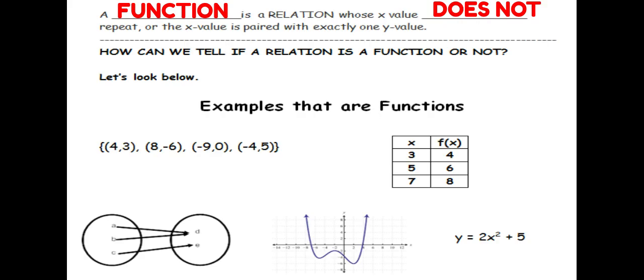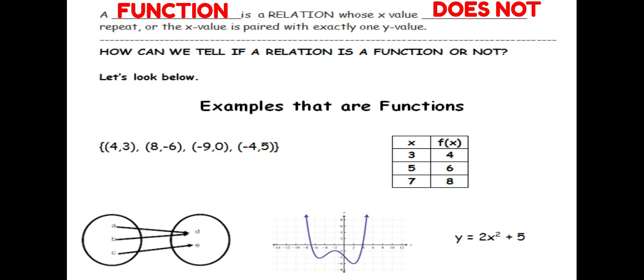Next, we're going to go underneath it, and a function is a relation whose x value does not repeat, or whose x value is paired with exactly one y value. The whole point of today's lesson is how can we tell if a relation is a function or not. I'm going to give you a couple examples of what are functions and some that are not, and then you're going to have to practice some on your own. So here are some examples that are functions.